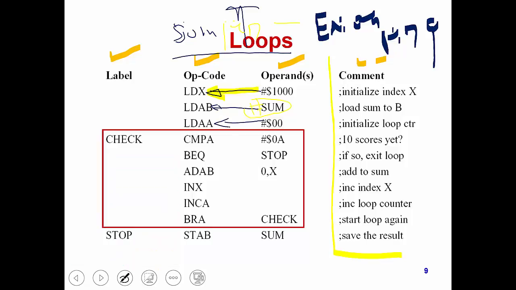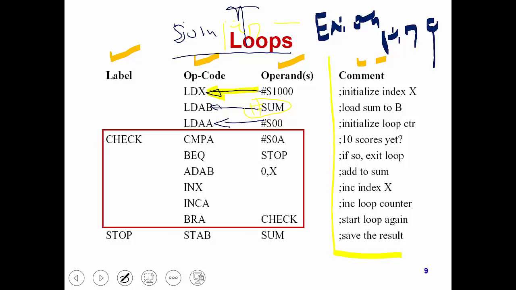Here we go. This A is considered to be the loop counter. So we initialize the loop counter to 0. That means when we go through the loop, we should increment it.